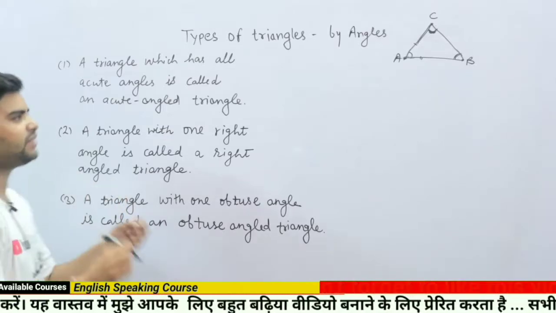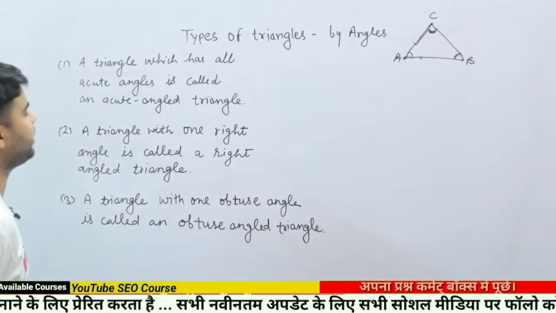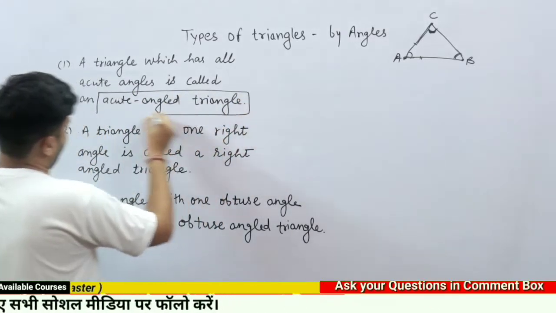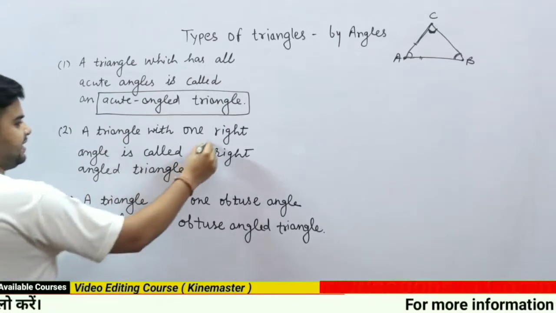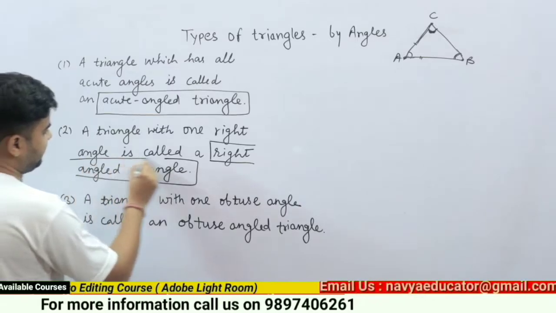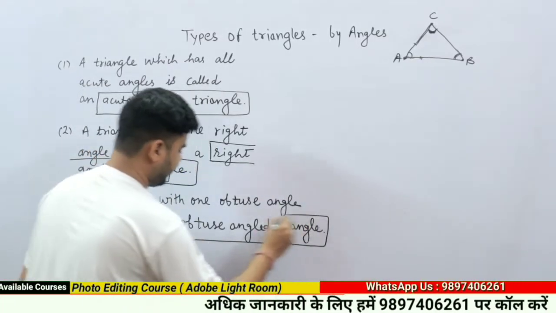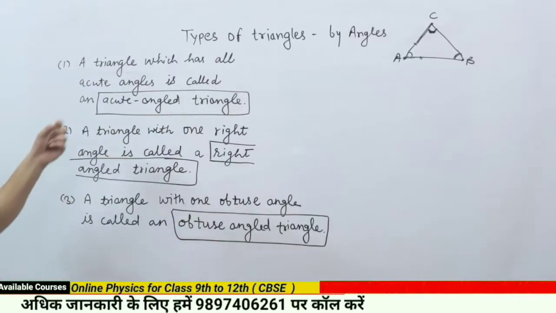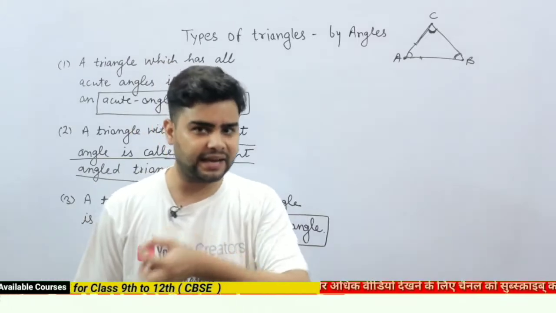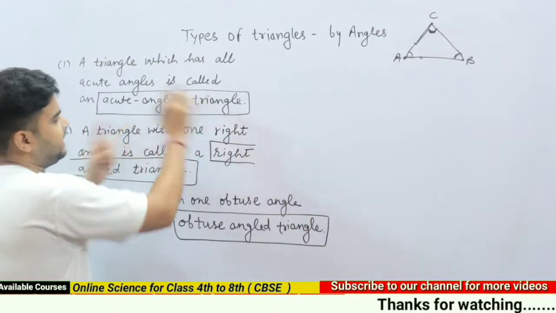Students, first of all, I would like to tell you that triangles are divided into 3 types. First type is the acute angled triangle. Second is the right angled triangle. This is the right angled triangle. And third is the obtuse angled triangle. By its name you can identify these triangles. How? Students, this is an acute angled triangle.